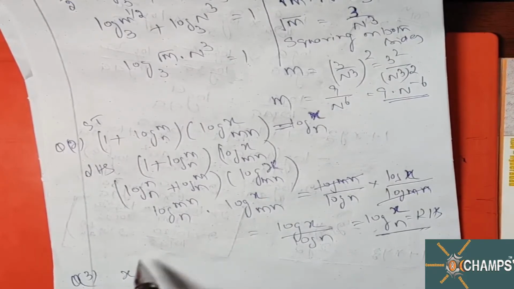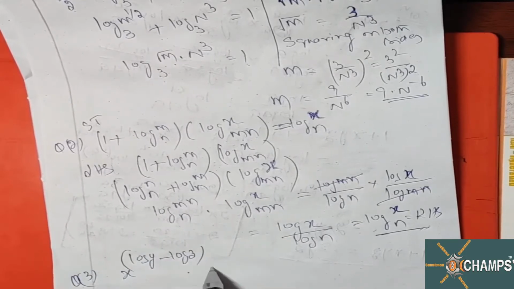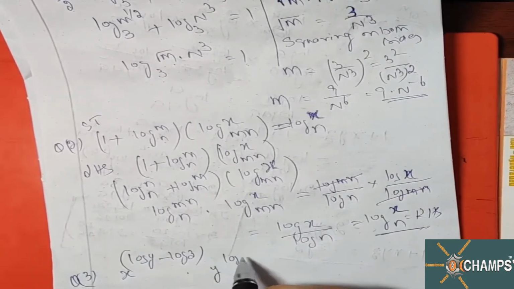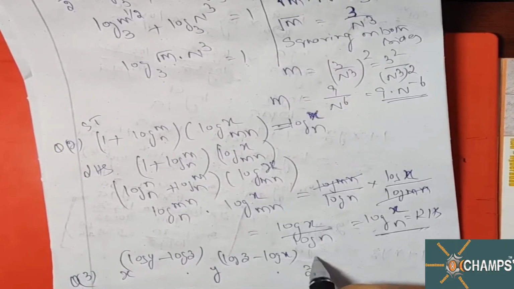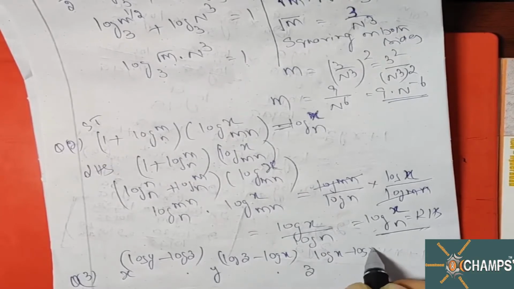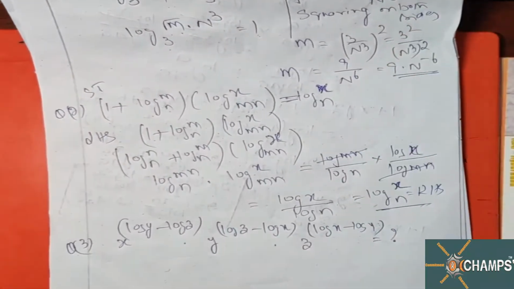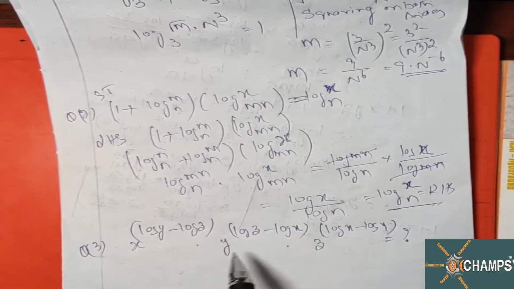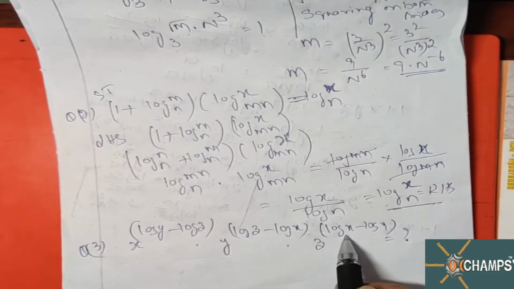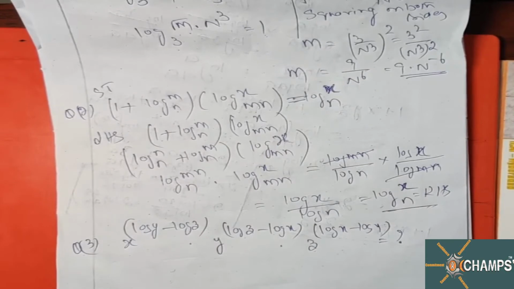X to the power log y minus log z into y to the power log z minus log x into z to the power log x minus log y is equal to question mark.